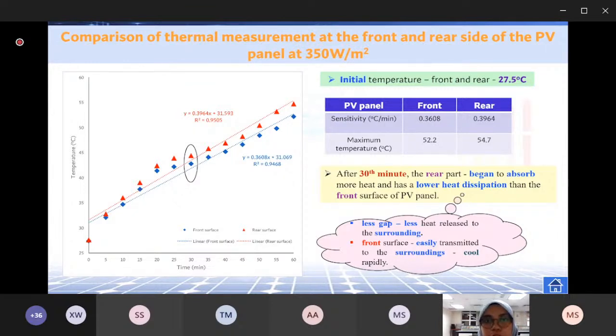Okay. So this graph shows that both sides of the panel also experience an increment in temperature. Therefore, it is important for us to monitor the temperature of the photovoltaic panel so that it does not go very high, which would damage the photovoltaic cell.